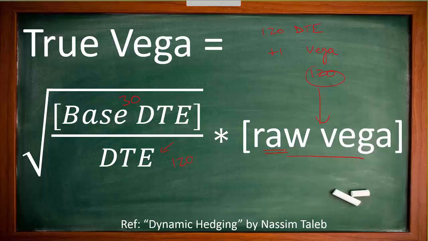So going back to it, if you had this 120 one long contract, you'd say 30 divided, and it's always 30, right? Divided by the DTE, 120, square root, multiply that by the raw Vega. All right, and that will give you a weighted Vega number. All right, first up, any questions on that? Okay, so let's start with that, right?